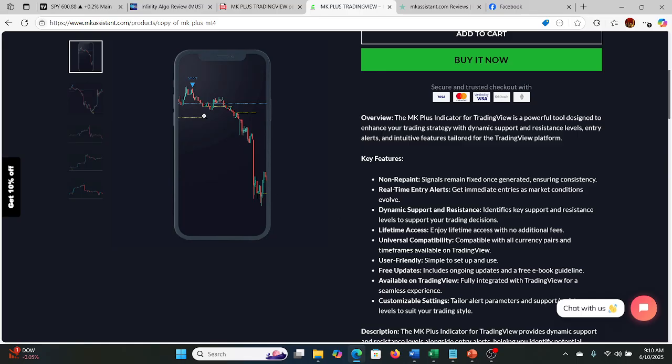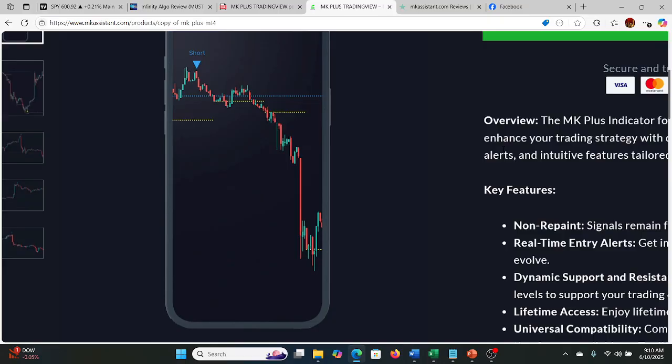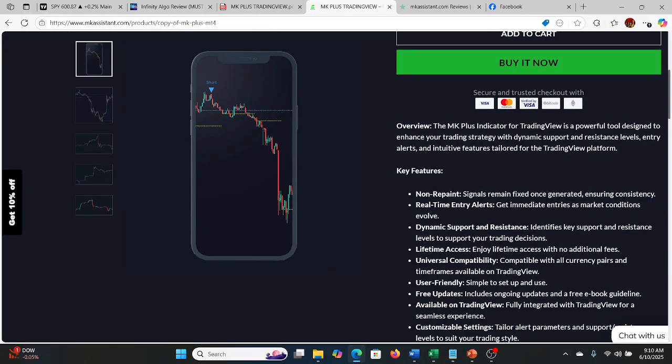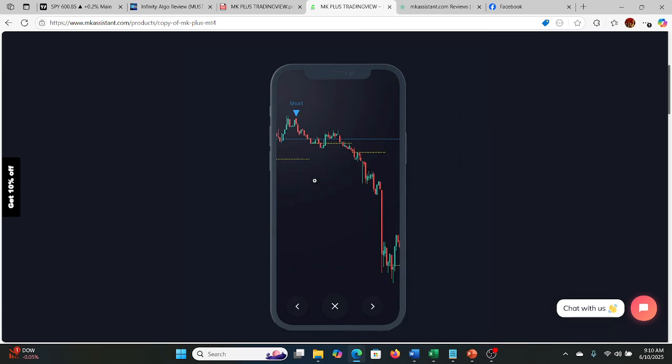Looking at the picture on the left here, of course, they show something that looks really good, a big short, and then it triggers all the way down, and it looks really fantastic. And I don't blame them. They're going to show the best features. They're not going to show failing signals on their website, right? So anyway, I jumped in and I bought this.